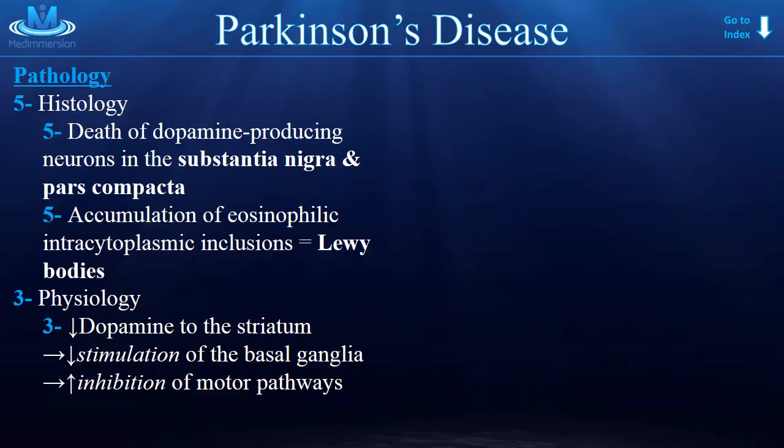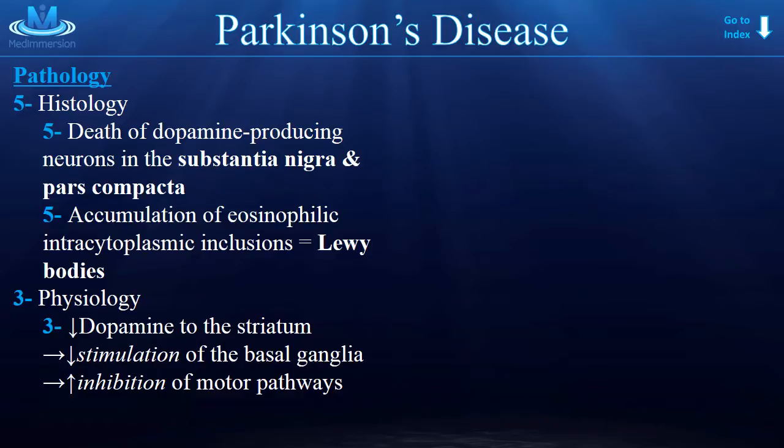Next, into the physiology of this disease. So, as I said previously, the substantia nigra has dopamine-producing or dopaminergic neurons. As those neurons or cells die, there is a decrease in the output of dopamine. Thus, less dopamine feeds to the striatum, which means there's less of a stimulation of the basal ganglia, which means there's more of an inhibition of the motor pathways.